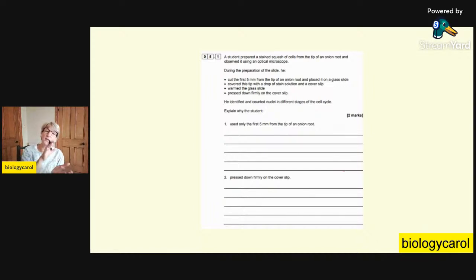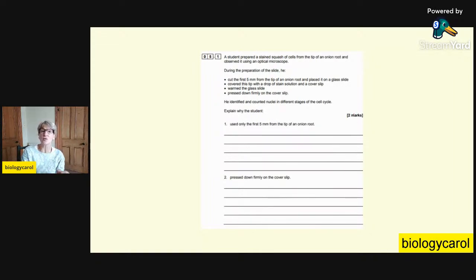He covered this tip with a drop of stain solution and a cover slip. He warmed the glass slide. He pressed down firmly on the cover slip, and he identified and counted nuclei in different stages of the cell cycle. Explain why the student used only the first 5 millimeters from the tip of an onion root.